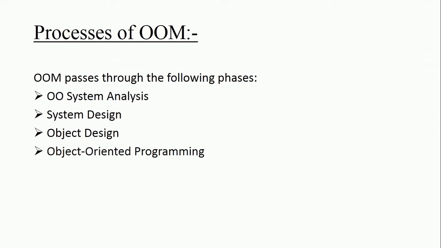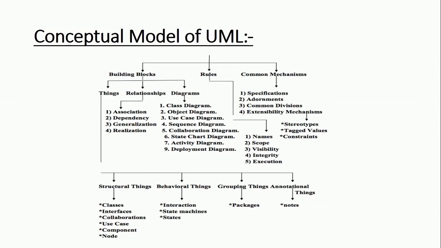pass through the following phases: object-oriented system analysis, after that system design, object design, object-oriented programming. So these are the phases through which it is processed. And this is the conceptual model of UML.